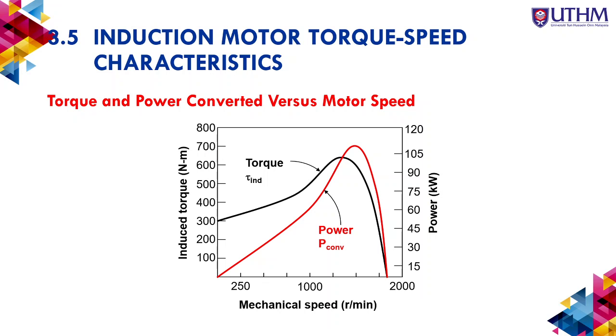Then we can see the torque and power converted versus the motor speed. The black one is the same graph as before, and the red one is the power. Of course, when there is no movement, the power is 0. This is the maximum, n equal to Nsync, the maximum speed. This is the maximum torque, and we can see that the maximum power conversion is not at the maximum torque.